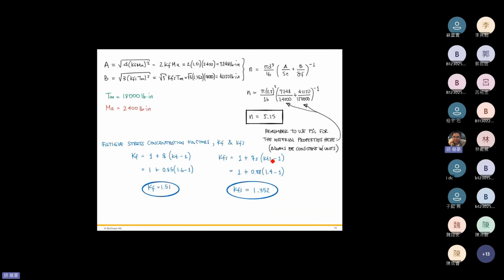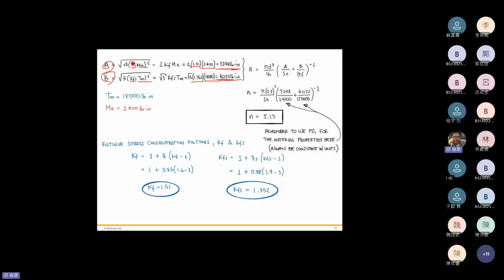Now we can determine these parameters A and B. We have figured out the KF and the KFS, and we have the MA and the TM. MA is 2400 and TM is 18,000. KF is 1.51 and KFS is 1.352. So the parameter A equals this number and the parameter B equals this number. So we have the A and B.